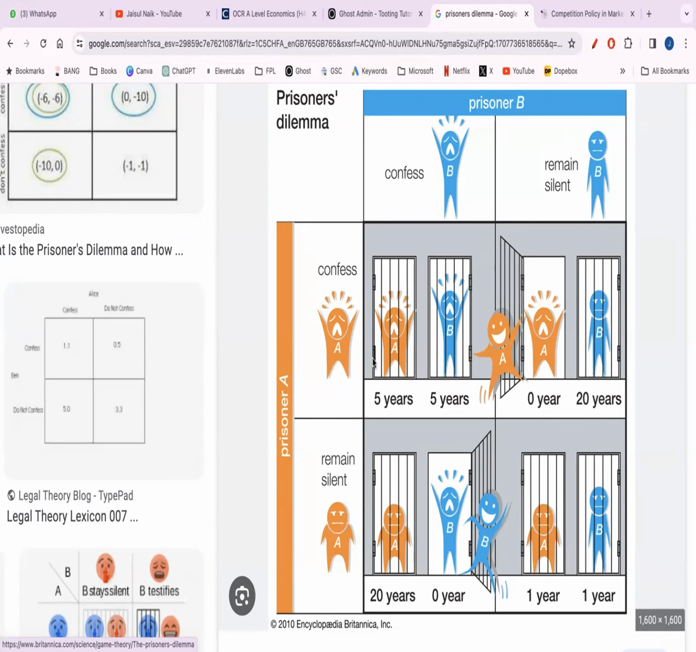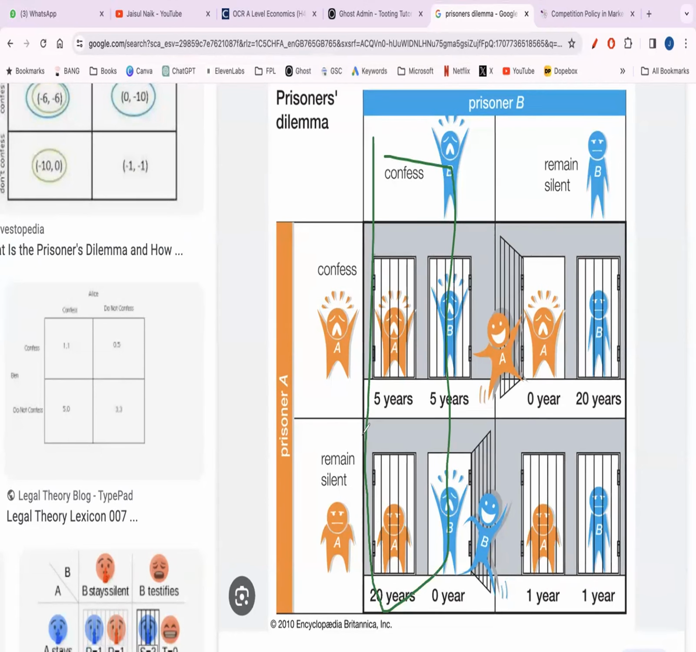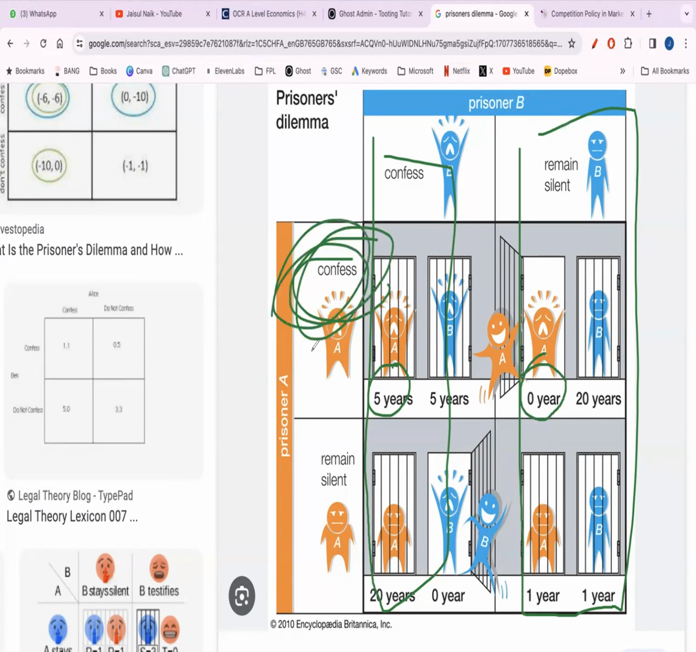So you do it logically if you know the rules of the game. If you know that they're going to confess, what's better, 5 years or 20 years? If you know that they're going to remain silent, what's better, 0 years or 1 year? Zero. So you always confess. Logically. But then if the other person thinks the same way, what will be the outcome? 5 years each.